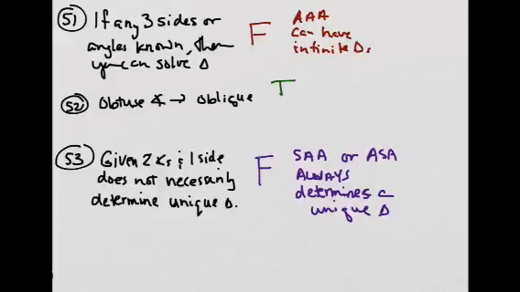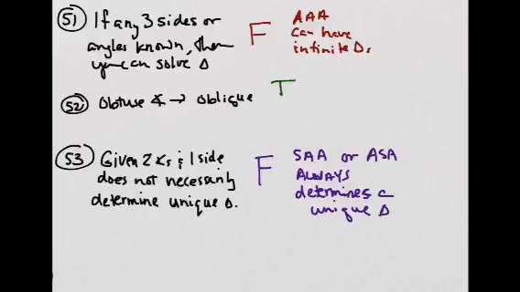51 through 53 are true and false. So for 51, it says if any three sides or three angles of an oblique triangle are known, then the triangle can be solved. Not necessarily. If you have three sides, yes. But if you have three angles, it could be an infinite number of triangles, because just knowing the three angles doesn't put a lock on the sides. You need to know one side. So AAA does not determine a triangle. But if you know three sides, yes. But since the statement includes the angles, you have to say it's false.